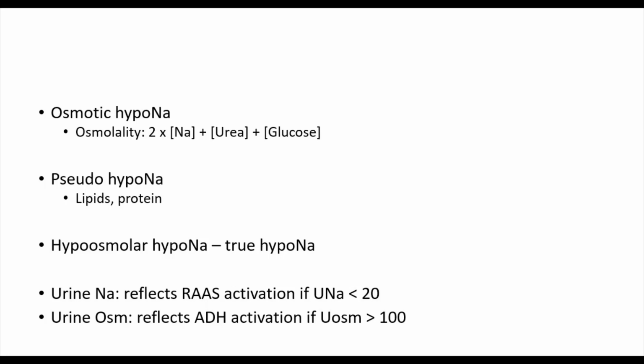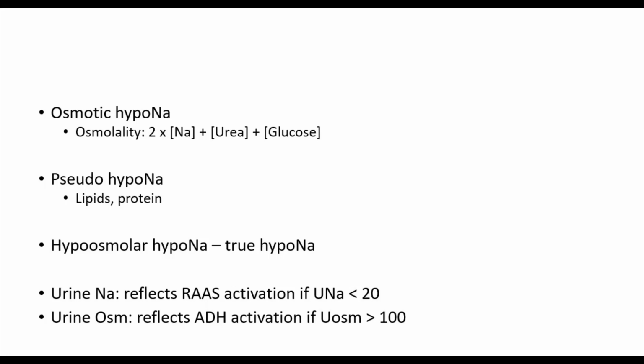The two important tests we can use are the urine sodium and the urine osmolality, where the urine sodium essentially reflects the degree of renin-angiotensin-aldosterone system activation, such that in a hyperactivated state, the body will be trying to conserve sodium to conserve water, and hence urinary sodium excretion will be markedly reduced, less than 20 millimoles per liter.